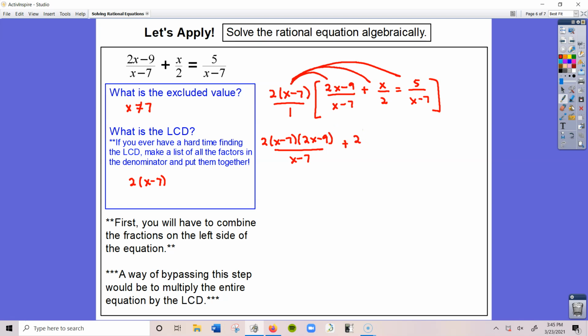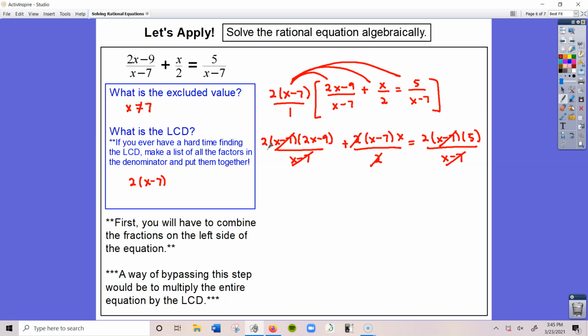Plus 2(x - 7) times x all over 2 is equal to (2)(x - 7) times 5 over (x - 7). And now I can start canceling. I see here that these x - 7's cancel, these 2's cancel, and these x - 7's cancel. When you multiply the LCD to a rational equation, all the denominators will cancel.